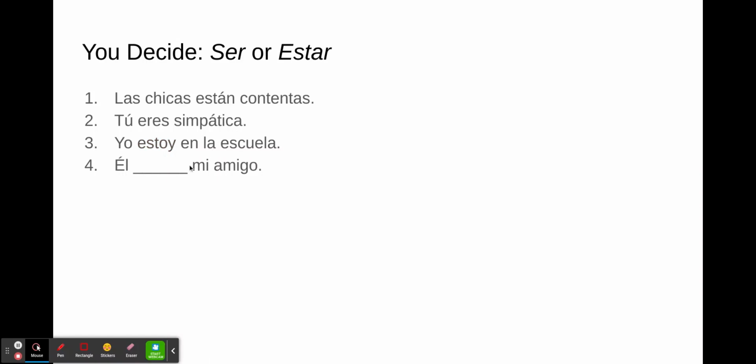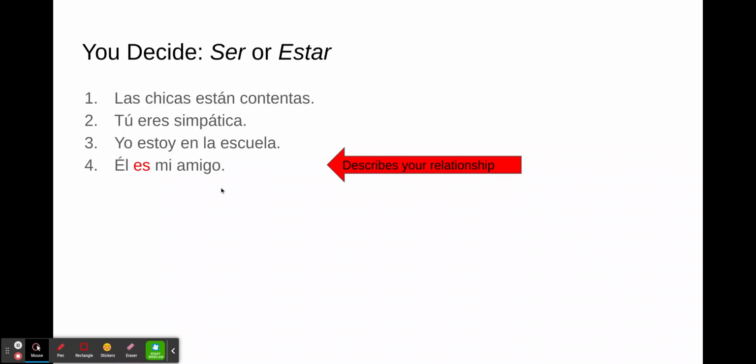El something, mi amigo. Should I use ser or should I use estar? If you said ser, you are correct here. Él es mi amigo. He is my friend. This sentence is describing the relationship between you and your friend.